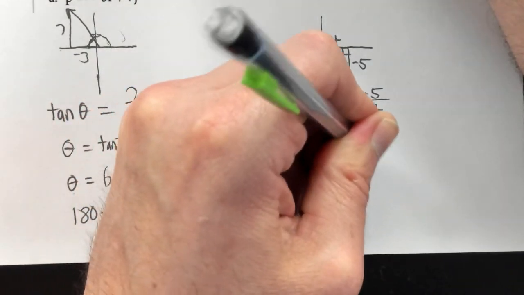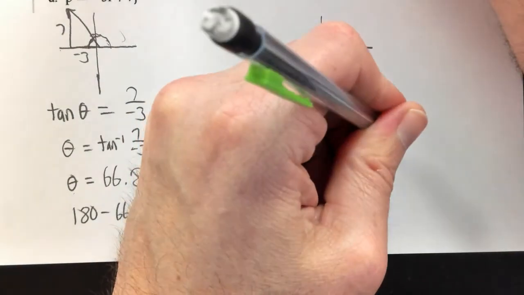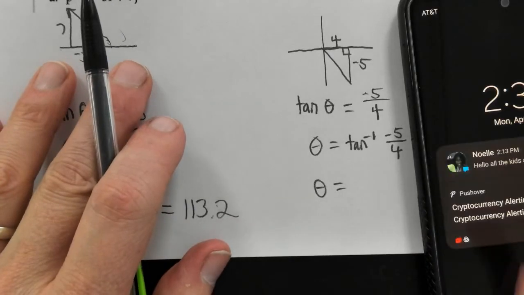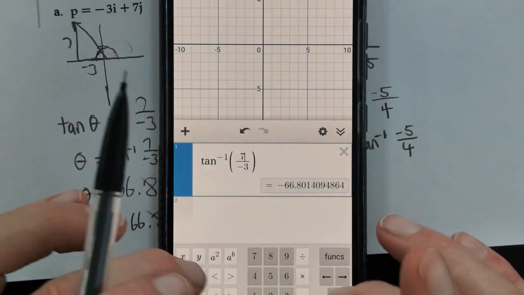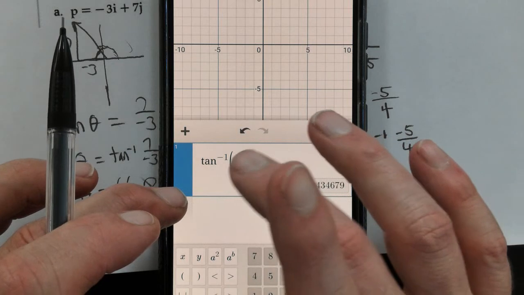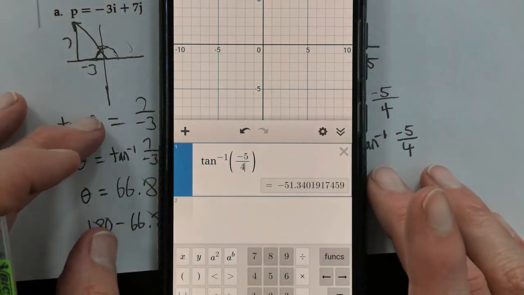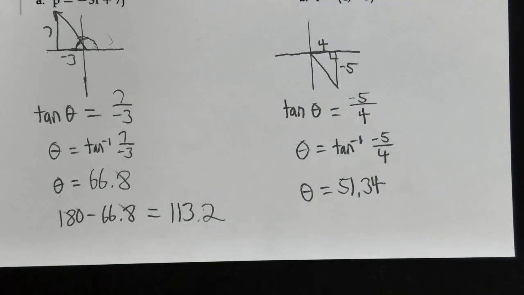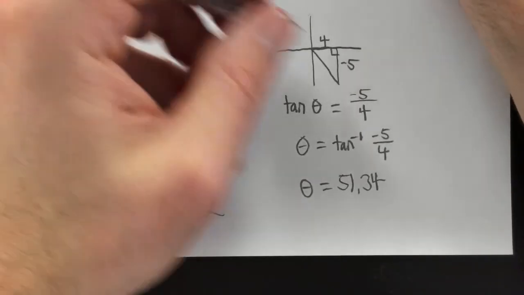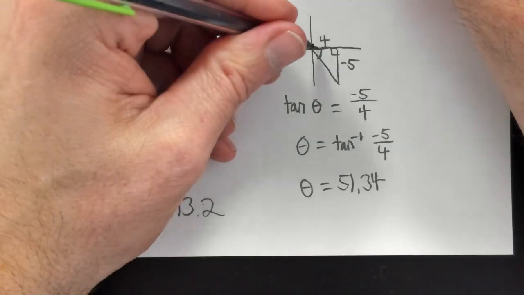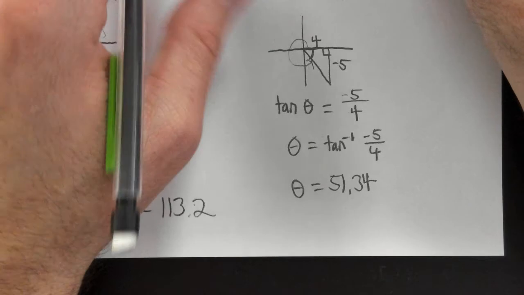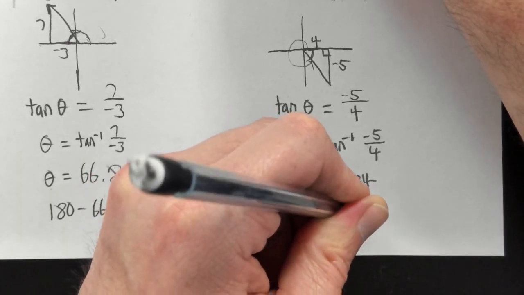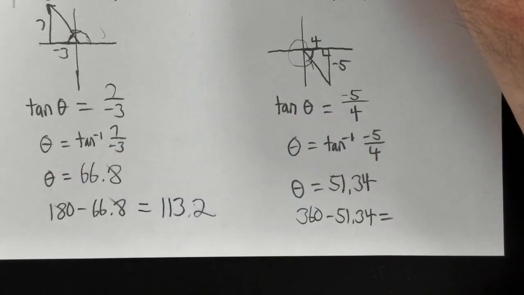So I'll do inverse tangent to both sides. So I need the inverse tangent of -5 over 4. That will give us the angle. So we've got -5 over 4. So that is 51.34. All right. And remember, what angle is that? That's the angle inside the triangle. So how am I going to use that to get the full direction angle? I'll have to do 360 minus 51.34. And so we'll get 308.7.